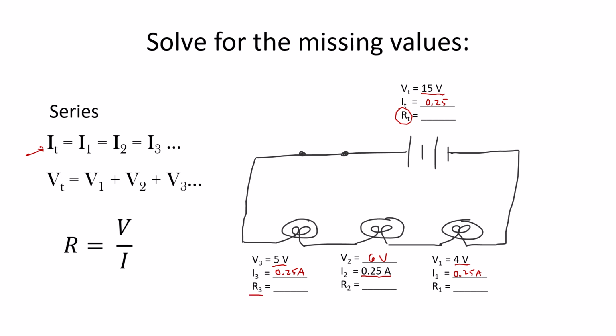Finally, for the resistances, we can use this handy relationship here, and we can just divide. So 5 divided by a quarter, that's like multiplying by 4. That's going to make this 20 ohms. 6 divided by a quarter is going to be 24 ohms. 4 divided by a quarter is going to be 16 ohms. And 15 divided by a quarter is the sum, which is 60 ohms. And we'll learn more about that relationship for resistance in the next lesson.